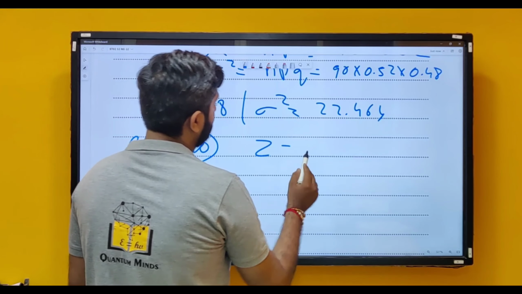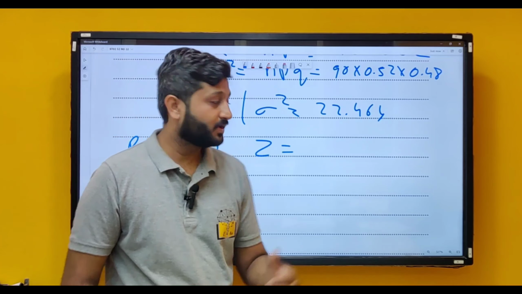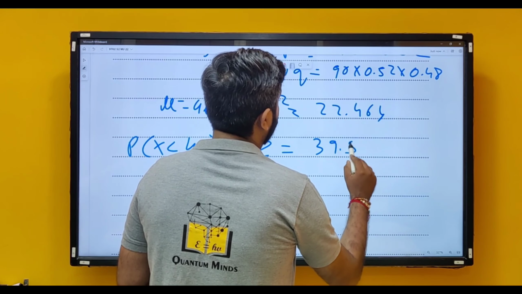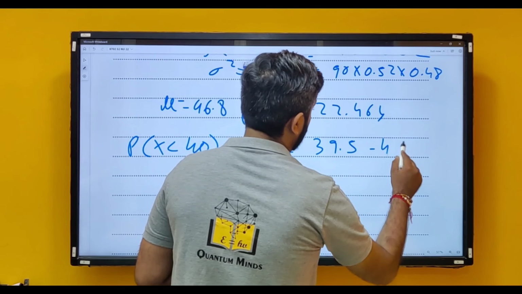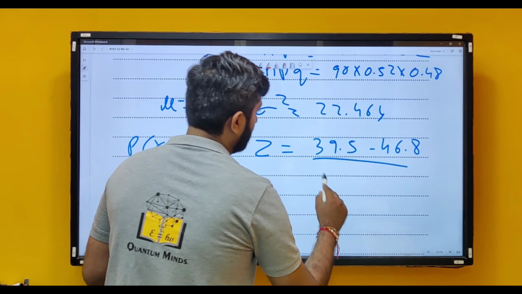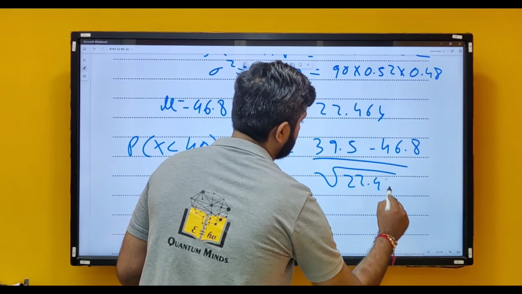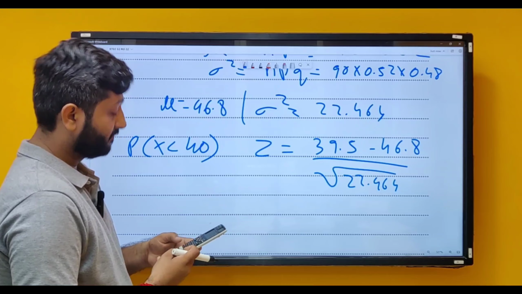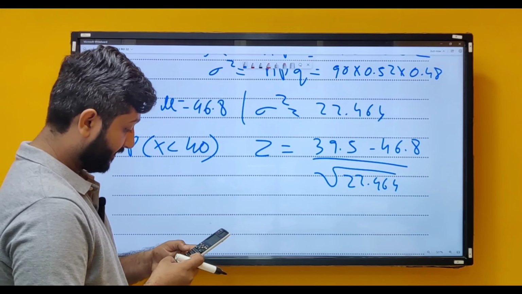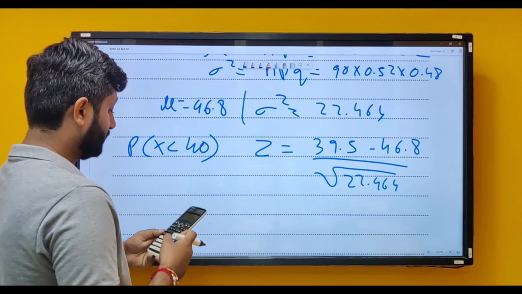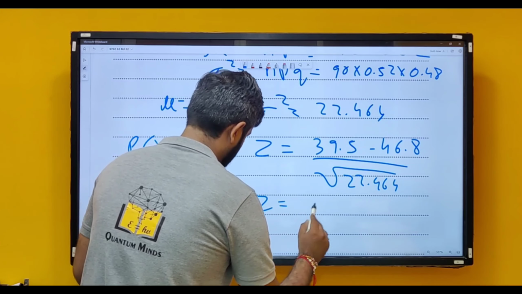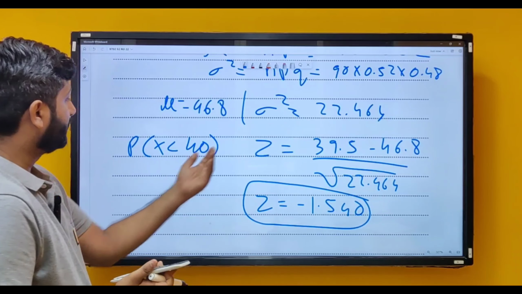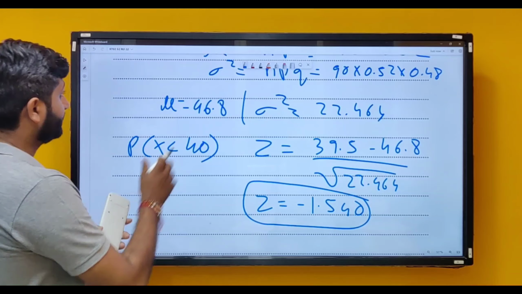So the value used is 39.5, right? Why? Because for less than you subtract 0.5. So z is 39.5 minus mu upon sigma, which is under root 22.464. So 39.5 minus 46.8 divided by root of 22.464, which is z equals minus 1.540. So I'll once again have to find the probability of z less than minus 1.540, right?